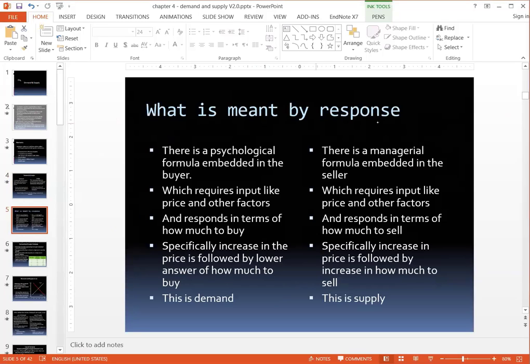So what do we mean by response? I used the word response in the previous slide. It means demand is the response of the buyer to the change in price. Supply is the response of the seller to the change in price. So let's go into detail.